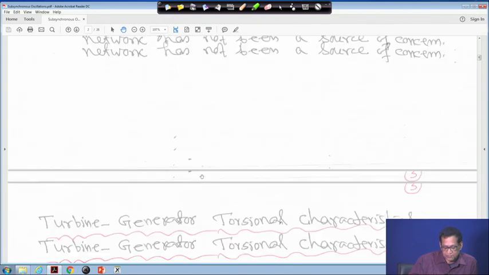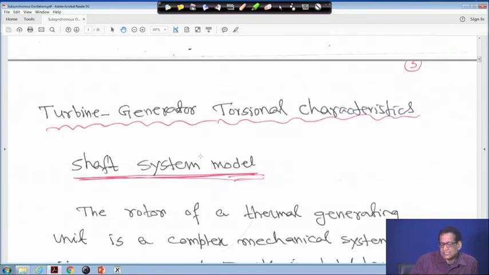Now, turbine generator torsional characteristics. First we have to see the shaft system model, because you have turbines, high pressure, intermediate pressure, low pressure, and that is also coupled with the generator. So, we have to see how we can model it, and we will go for the simplest model.